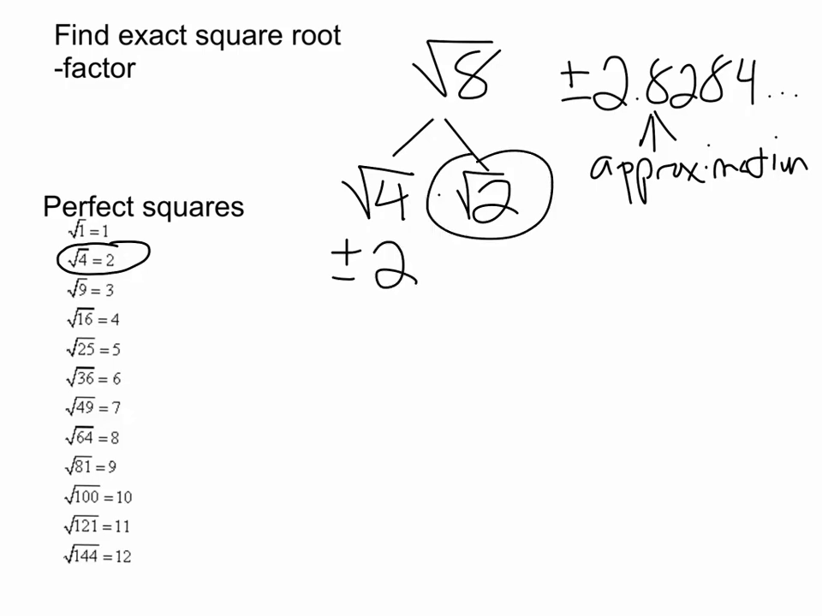My square root of 2 isn't a perfect square, it's a prime number. I can't factor it, and factoring won't help me. So I'm going to keep it the square root of 2. So my answer, when I find the exact square root of 8, is going to be positive and negative 2 times the square root of 2.